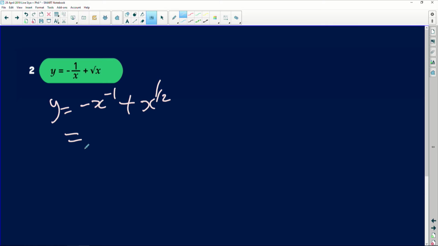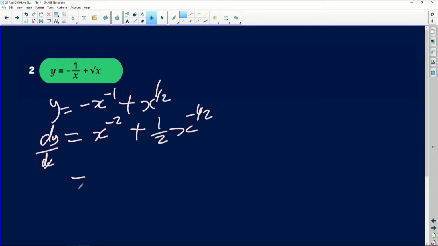This is equal to, remember the rule. By the way, let's represent this as dy over dx. Remember what the rule says: exponent by coefficient, exponent minus 1. Therefore, negative 1 multiplied by negative 1 will give me a positive 1. Then negative 1 minus 1 will give me a negative 2. Then plus, what I'm going to have here is a half. x to the exponent of half minus 1 will be negative half.